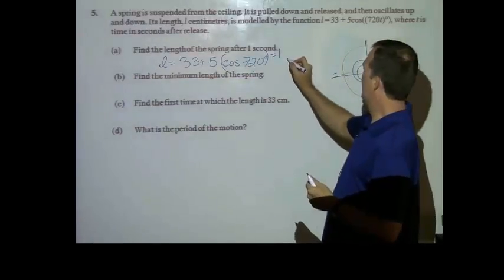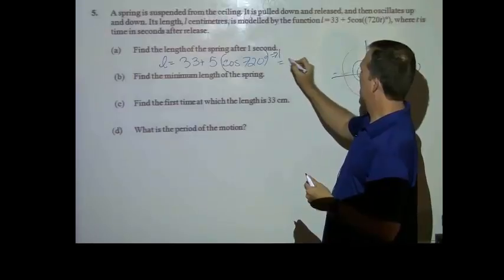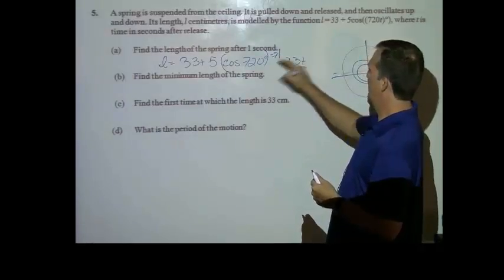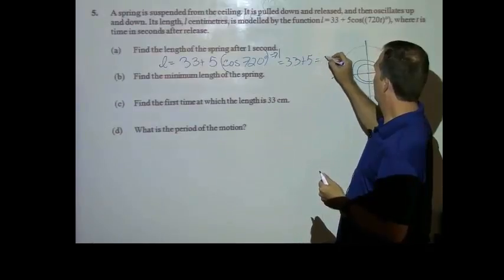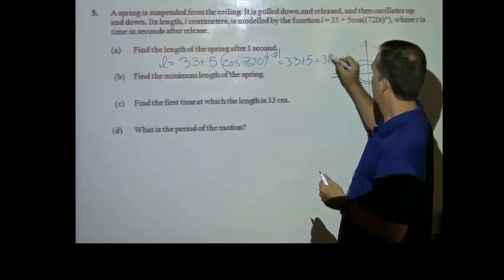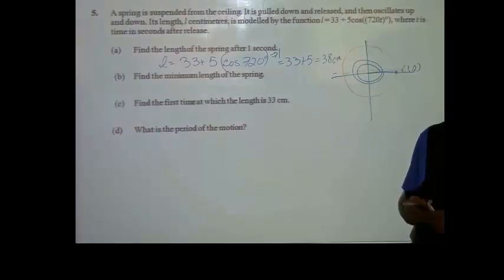So we have 33 plus 5 times 1, so we have 38. Now, did that make sense before we go on?